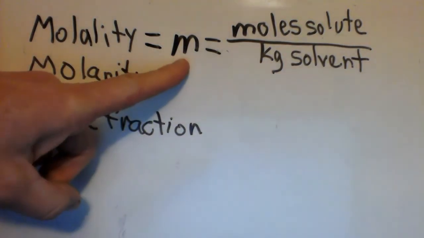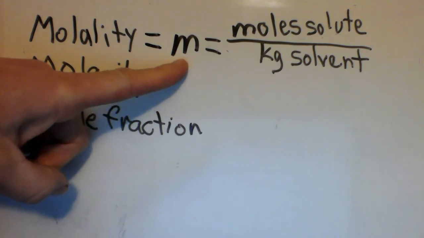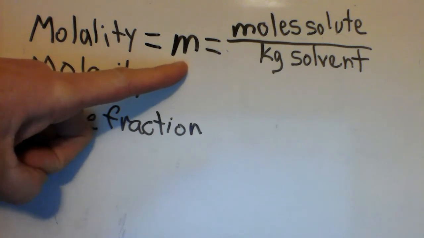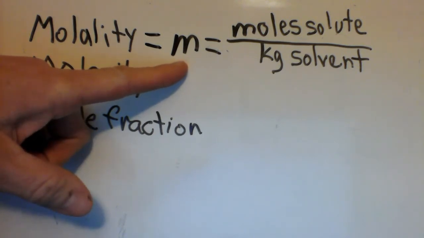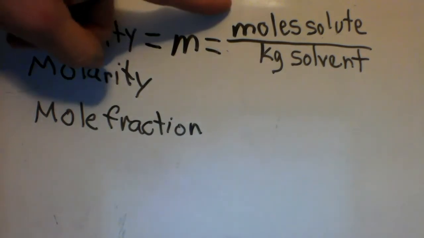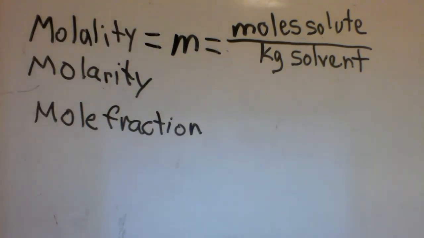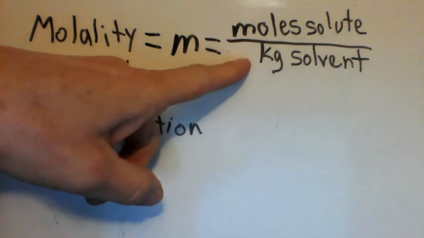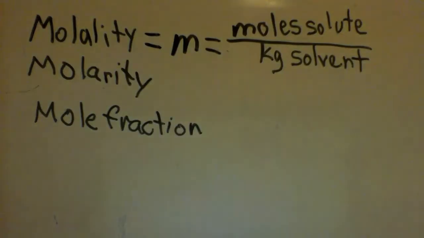The lowercase m should be italicized. I can't write it very well italicized, but it's the same symbol as we often use for mass. Now, both molality and molarity have to do with moles of solute on the top of the fraction. If we have mass on the bottom of the fraction, it's going to be kilograms of solvent.